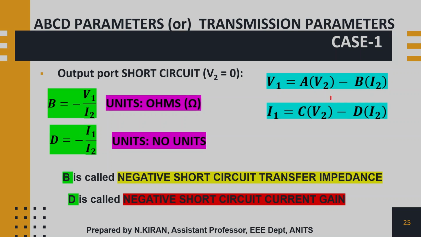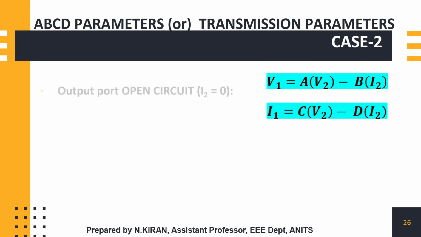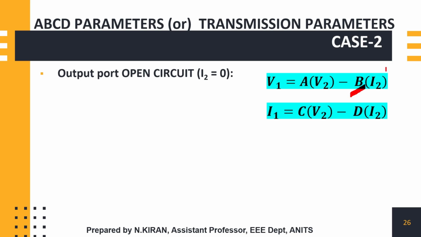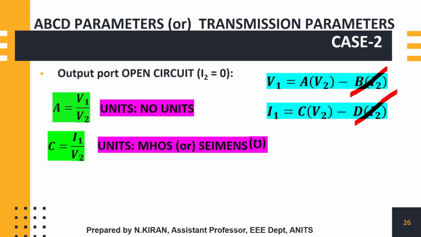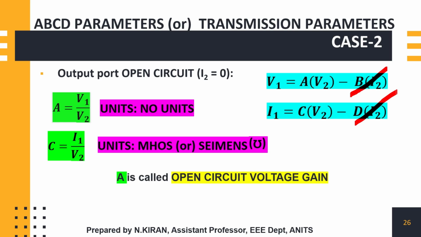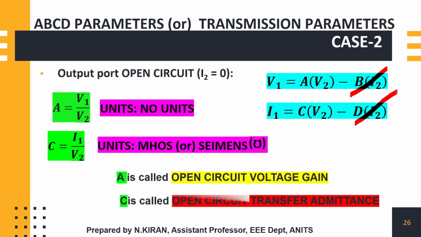In the second case, when I open circuit port 2, these two terms become 0. Then A is equal to V1 by V2. Since it is the ratio of similar quantities, it has no units. C becomes I1 by V2. Its units are mhos or Siemens, where A is called open circuit voltage gain and C is called open circuit transfer admittance.